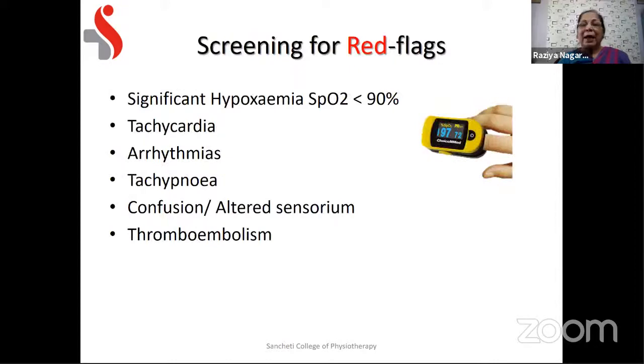When you start with a rehabilitation or start the exercise program, it's very important that you get the screening done by your physician and get the green signal, or the one who is treating the patient should look for red flags. That means the patient's SpO2 should not be less than 90%. Tachycardia, that is increase in the heart rate, arrhythmias, that is the rhythm of the heart, tachypnea, that is increase in the respiratory rate, confusion and altered sensorium, which tells you mainly about your central nervous system, and thromboembolism, that is a bleeding disorder. So one has to screen for these red flags before we start with our exercise program for the patient.